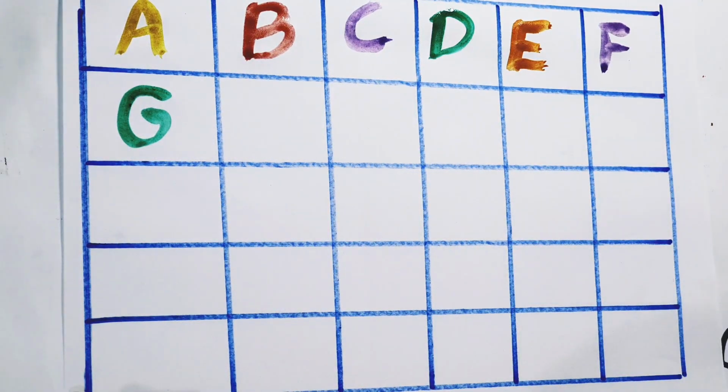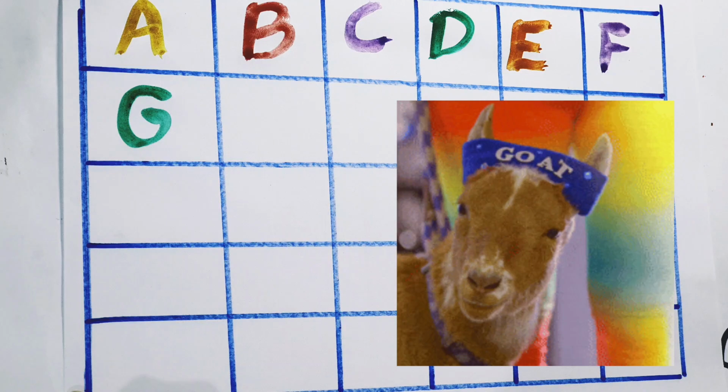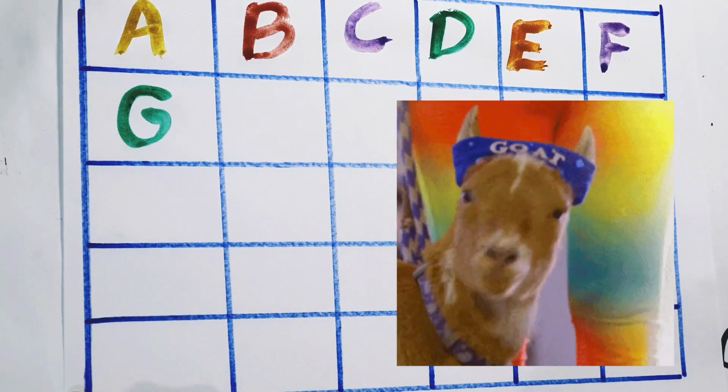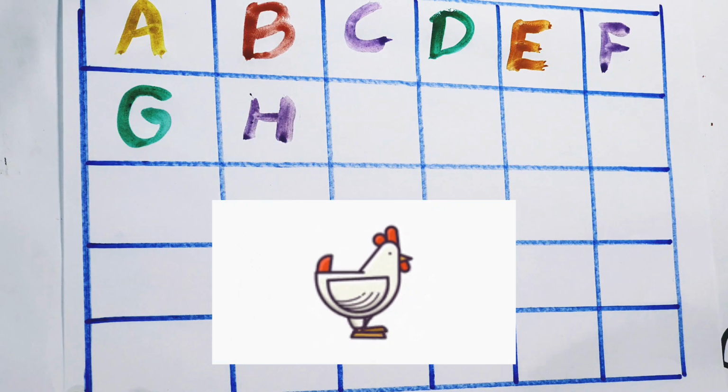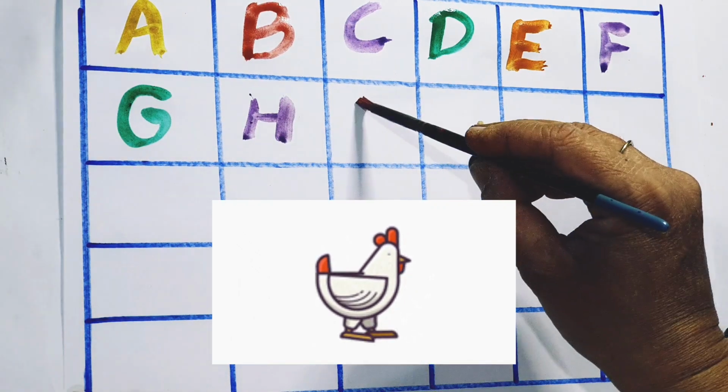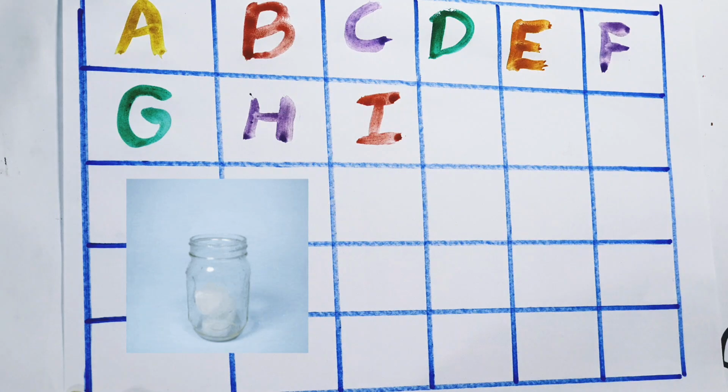Green color. G for goat. Purple color. H for hand. Red color. I for eyes. Orange color.